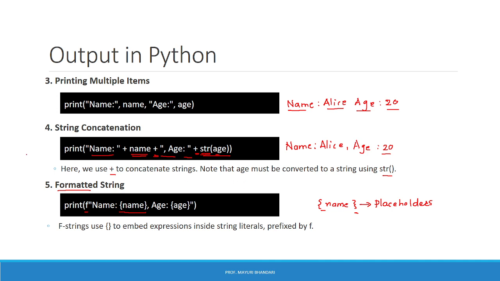तो ये जो स्ट्रिंग कॉन्केटिनेशन का जैसे आउटपुट है, सेम वैसे ही आउटपुट आपको मिलेगा फॉर्मेटेड स्ट्रिंग से, लेकिन this is another way to print some output on the screen. Okay, so these f-strings use curly brackets to embed expressions inside string literals, and it is prefixed by f. So you have to write f before giving any string.